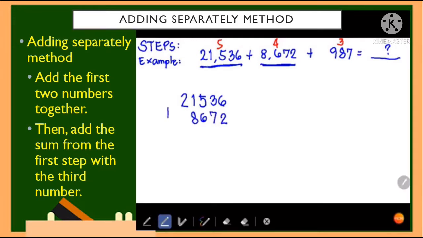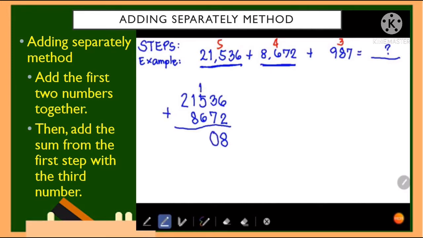Don't forget our symbols. Now we will add the first two numbers. 6 plus 2 is 8. 3 plus 7 is 10. We have a two-digit number. Where do I put 0 and where do I put 1? Very good. 0 will go here, and then 1 will go up here.